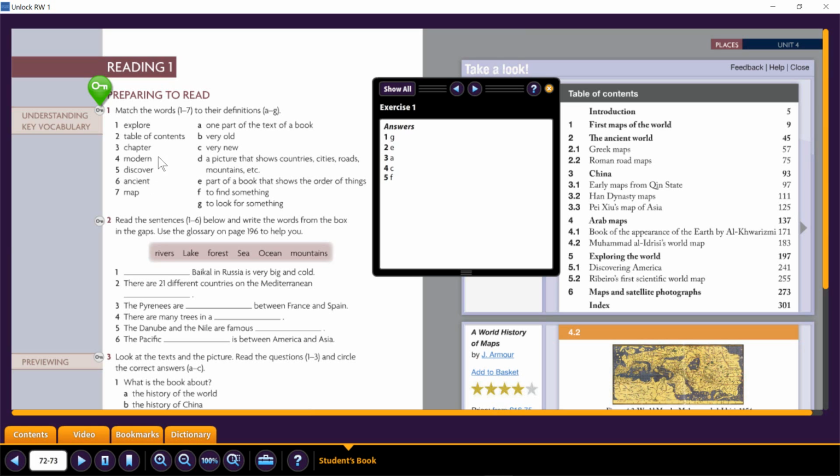Ancient, it is the opposite of modern. So what do you think? Modern, very, very new. So since it is the opposite, ancient means very old. So 6 with B. And finally 7, map, means D, a picture that shows countries, cities, roads, mountains, etc. Feel free, ladies, to pause the video to check your answers and then come back again to continue with task number 2.